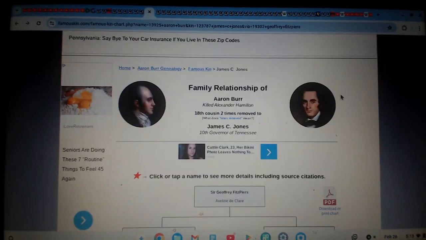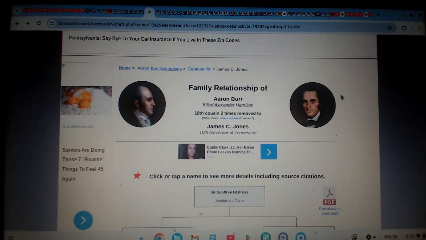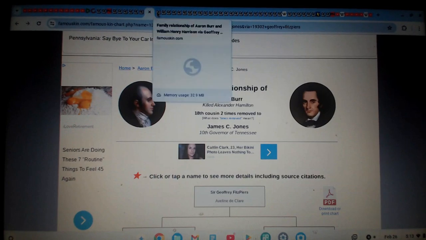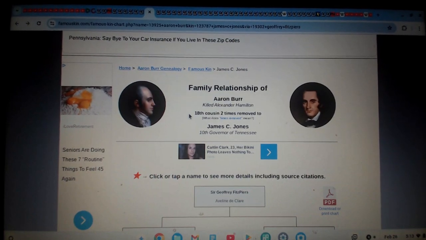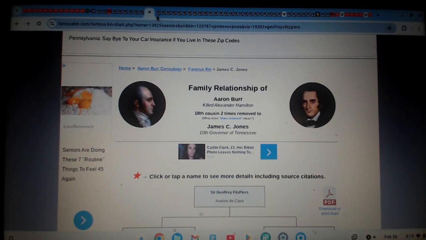All right. Well, how about Aaron Burr and the 10th governor? We'll do a governor. How about the 10th governor of Tennessee, James? Oh, what? They share the same Sir Geoffrey Fitzpiers and Evelyn de Clare. Wow, what a quinky-dink. And they also have the same king grandparents, too, because all these people are descended from Robert I and Charlemagne. And also Sir Geoffrey Fitzpiers.